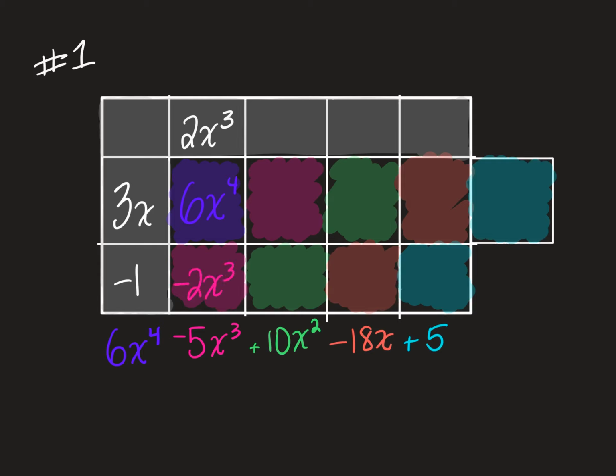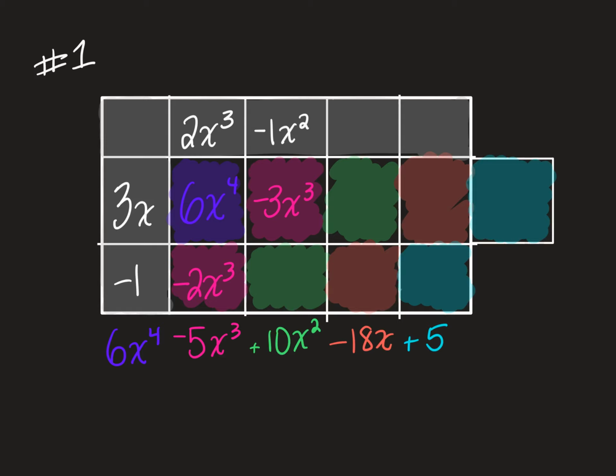And then again, I color code to make it a little bit easier to see what goes together. But now you've got to find out, what's going to add to -2x cubed, so you get -5x cubed. And we know that's going to be -3x cubed. And then we can start the whole process again. So what do we multiply 3x by to get -3x cubed? And we know that that's going to be -1x squared.